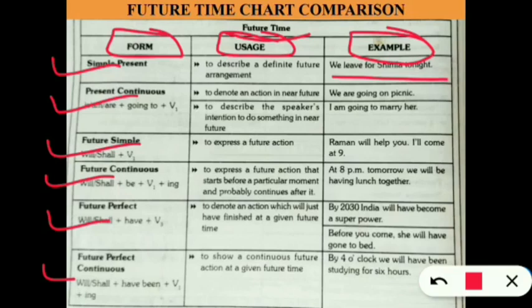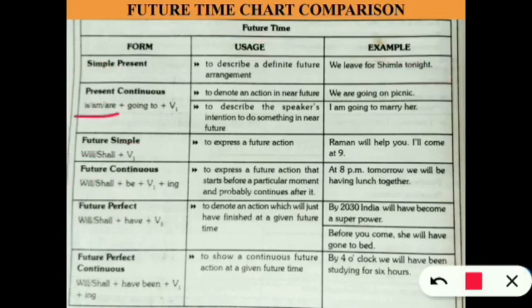Future tense form, let's find out. Is, am, are plus going to plus verb 1. To denote an action in near future. To describe the speaker's intention to do something in near future. Example, I am going to marry her. Okay, it is to show that the work will be done in upcoming days.